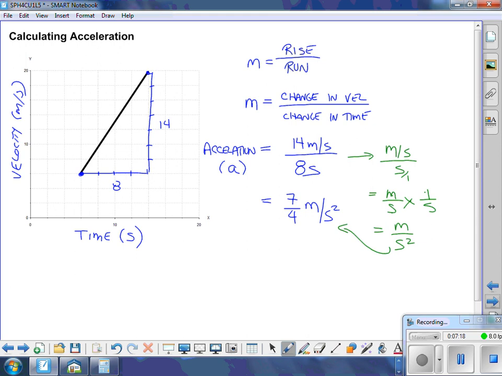All right. So that's how you calculate your acceleration: the change in velocity divided by change in time. Okay. And it's always a distance, so it could be kilometers per hour squared. For the most part for us, it's going to be meters per second squared.